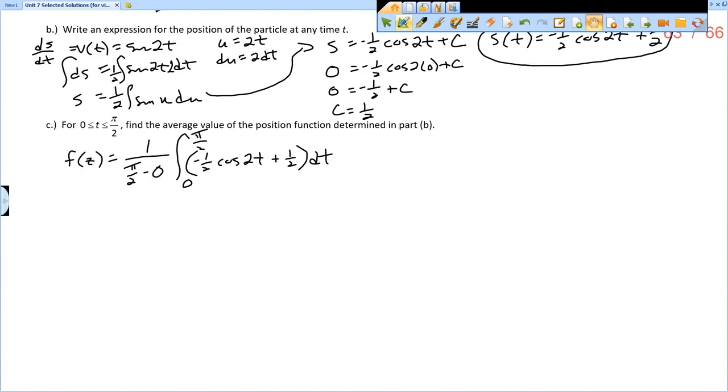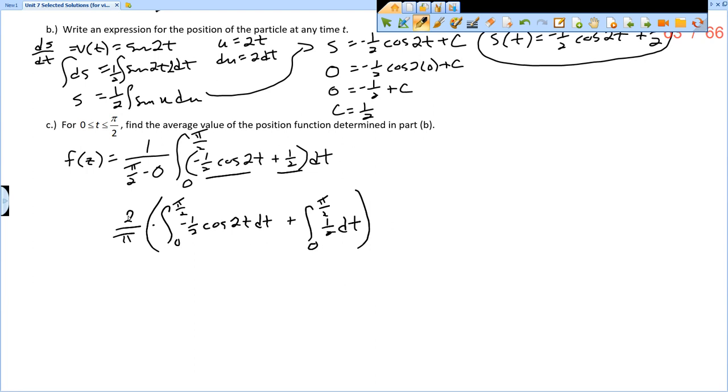All right, so now we have a little bit of work to do here. Pi over 2 minus 0 is pi over 2, so 1 over pi over 2 is 2 over pi. So 2 over pi times this integral. Now, we're going to have to integrate these two terms separately, right? So now I'm going to have the integral from 0 to pi over 2 of negative 1 half cosine of 2t dt, and then plus the integral from 0 to pi over 2 of 1 half dt. So now two separate integrals, and all of this is going to be multiplied by the 2 over pi.